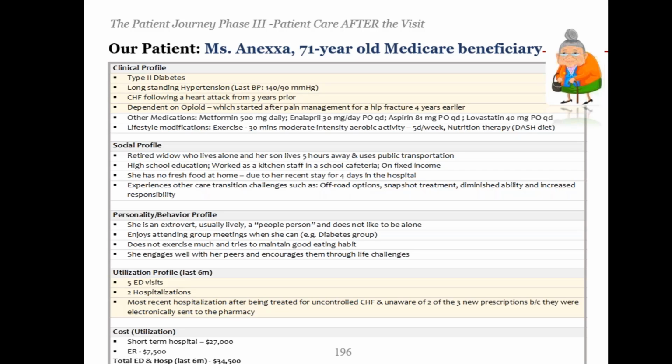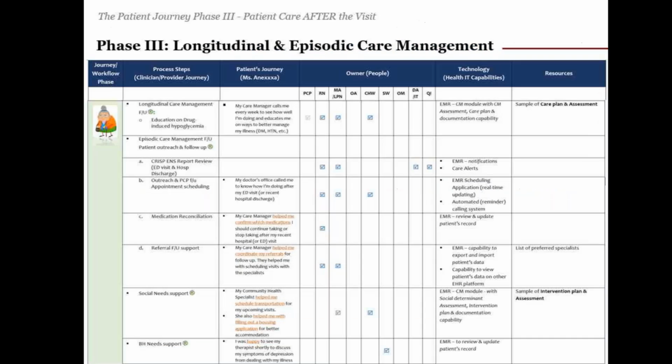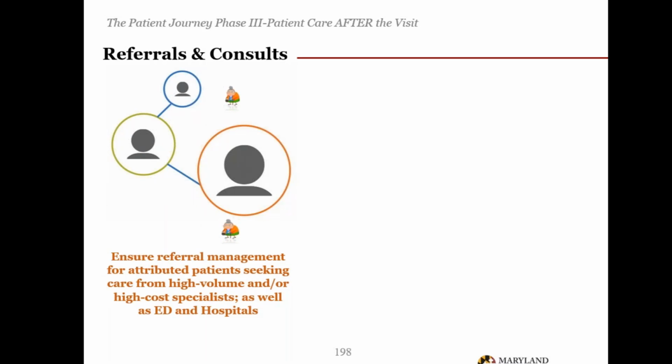And as a reminder for us, and this is our test patient again, Ms. Anexa, and for LCM and ECM, these are the key process steps we will touch on, and I will do this in more detail in upcoming slides. The first thing would be to manage referrals as soon as the patient completes the consult. And you need to ensure the referral management for the attributed patients seeking care from high volume, high cost specialists, as well as ED and hospitals.